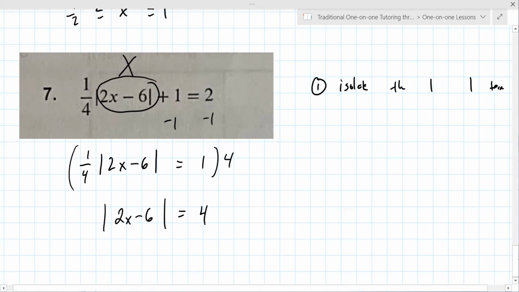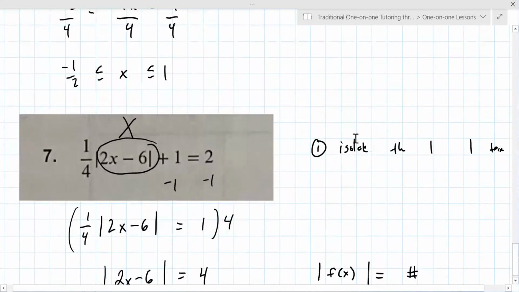And now you have a property again. You have the absolute value f of x equals a number. There are some exceptions that I'm not covering. They do apply to the previous one as well.